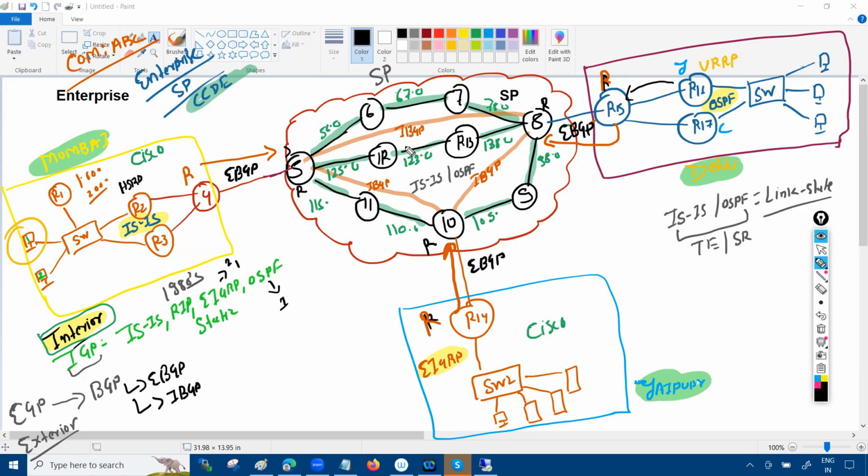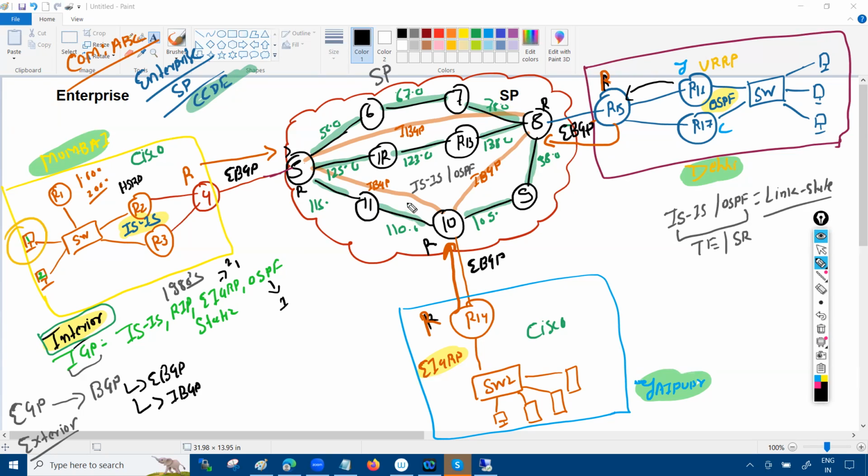How about the TTL of the IBGP? You can manipulate that TTL. So you do have an ability to form the indirect neighborship between R5 to R8. It doesn't matter how many hops in between. That is not possible in the case of OSPF and ISIS protocol.